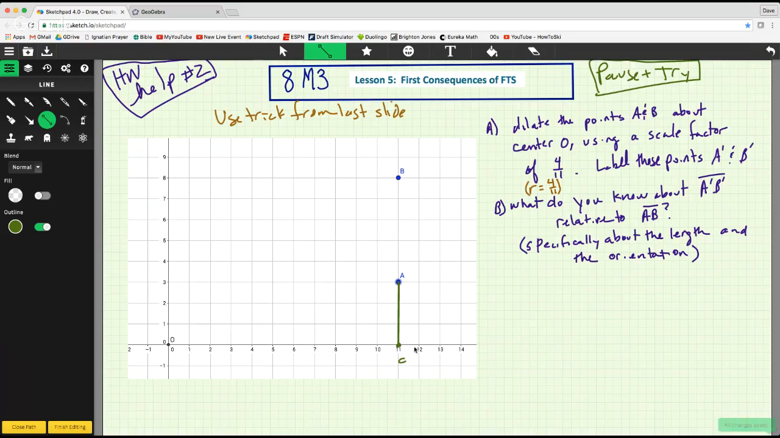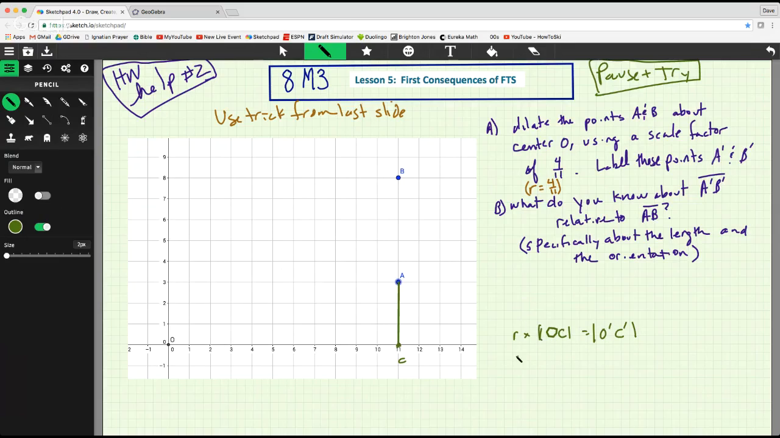Now, let's dilate point C. We know how to dilate point C because OC is 11. So the length of OC, R times the length of OC, is going to be the length of O prime C prime, right? That's our fundamental theorem of similarity.